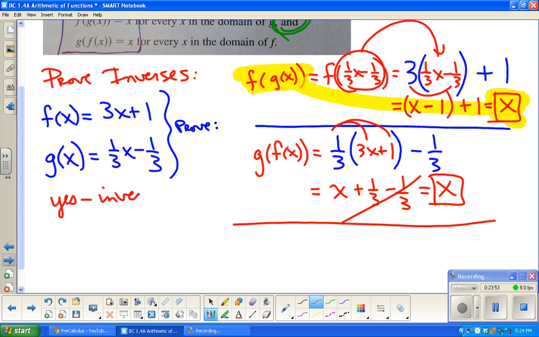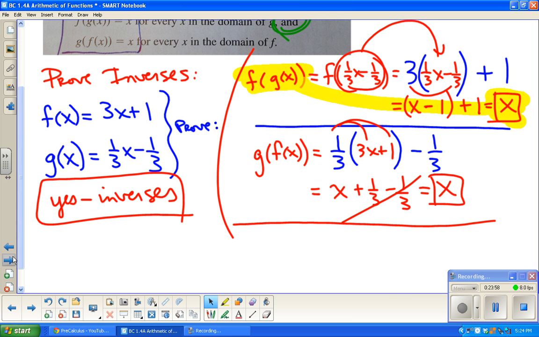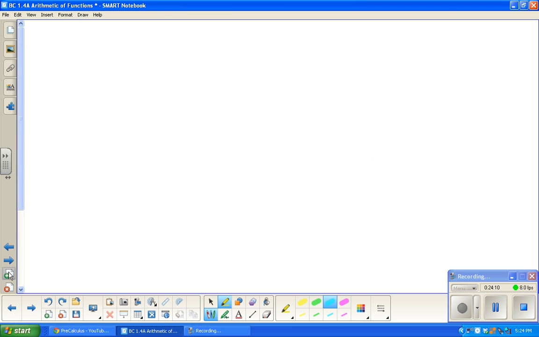Yes, they are inverses. And we proved it. This is the proof. This is what that would look like. Okay, so again, you have to do both sides. Now if you have to go, just go. I'm going to go ahead and do one more example exactly like this, only completely different.